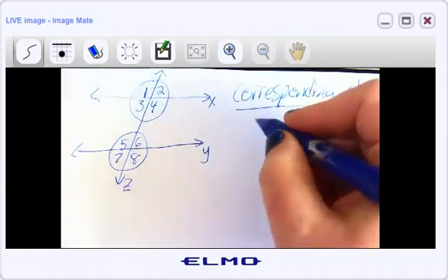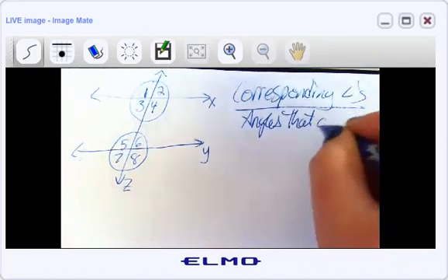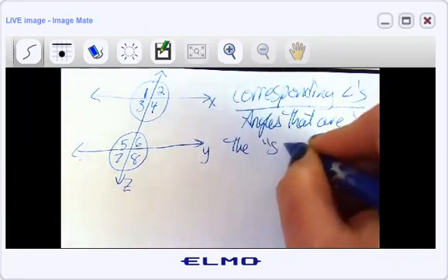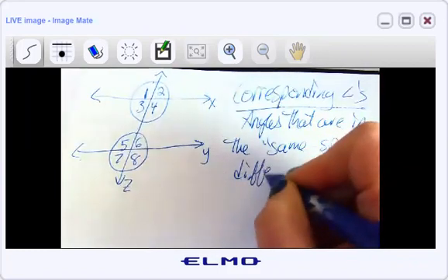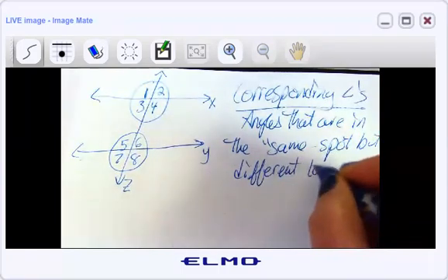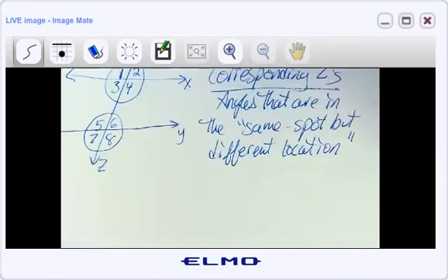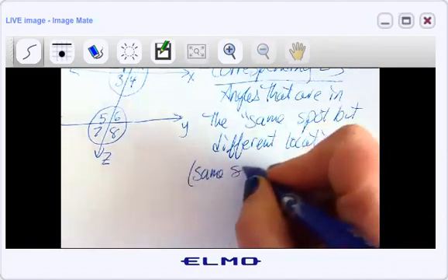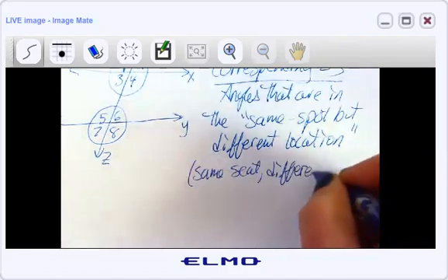Okay, so angles that are in the same spot but different location. I'll even add, if you like it, same seat, different table. Another way to think about this exact same thing. Same seat, different table.